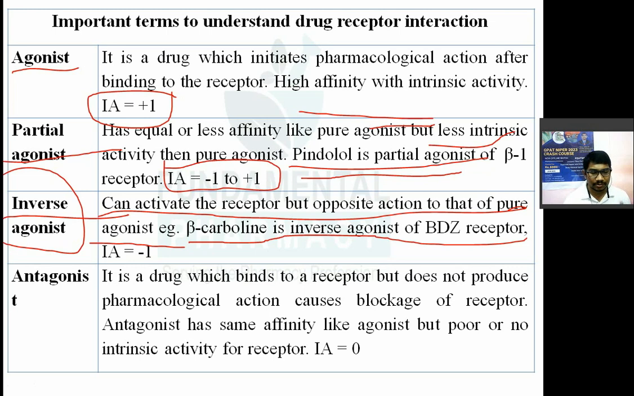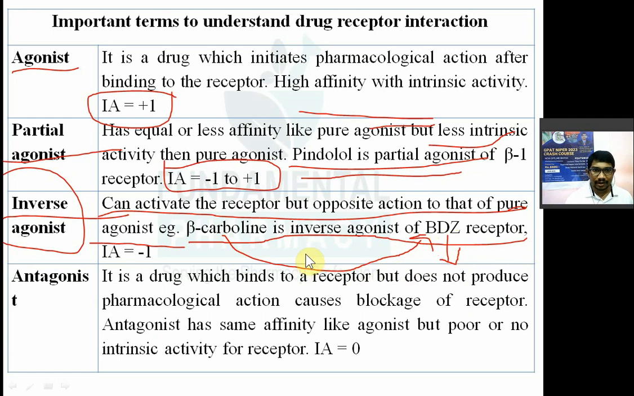If diazepam stimulates the benzodiazepine receptor, what happens? There is opening of chloride ion channels and CNS depression. Diazepam acts as a full agonist. Now what is beta carboline? It is an inverse agonist. It will have the same affinity to the benzodiazepine receptor as diazepam, but the activity will be different. It will have a stimulant activity.